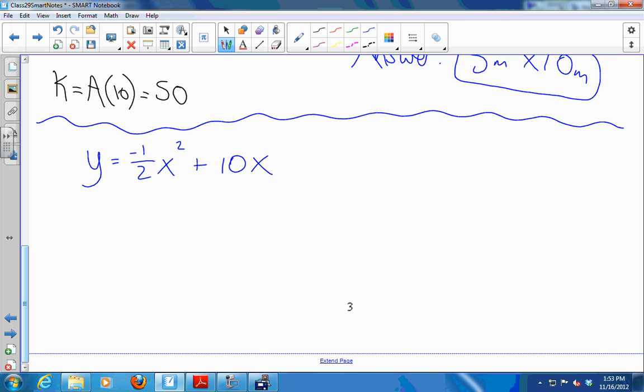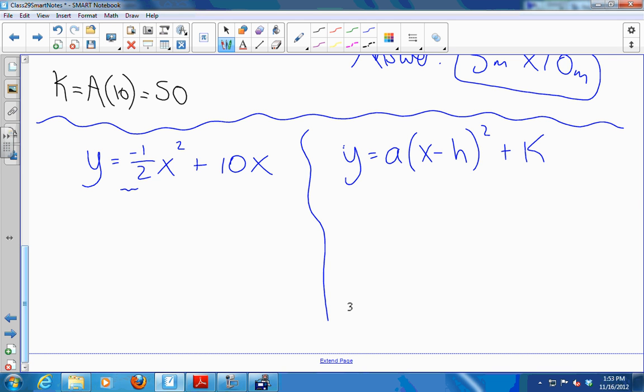Well, I already know h and k, right? Because standard form looks like this: a times (x minus h) squared plus k. And all I need to know in order to have the answer is what is a, what is h, and what is k. And then I just plop them into the equation.